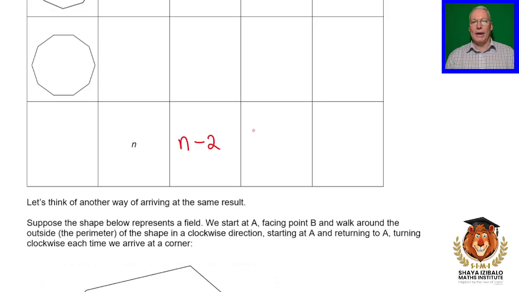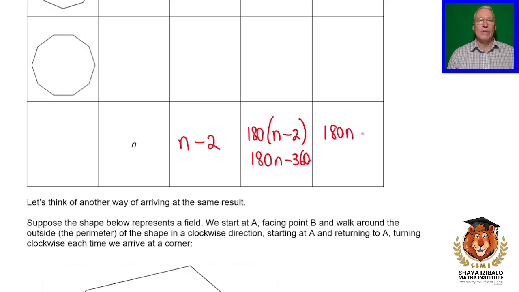What would the total degrees be? It would be n minus 2 times by 180. So in fact, it would be 180 times n minus 2, or 180n minus 360. Now, if I've got an n-sided shape, then I've got n angles, and each angle will be 180n minus 360 divided by n. Okay, so that is a formula that we've now created for an n-sided shape.